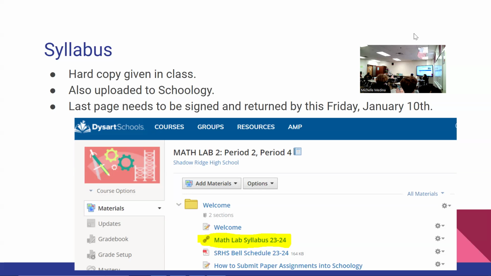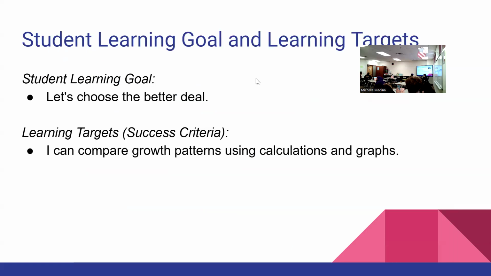If you ever need to refer to the course expectations, they're always at the top of Schoology. So check that out if you're ever confused about how long you have for late work or whatever the case may be.